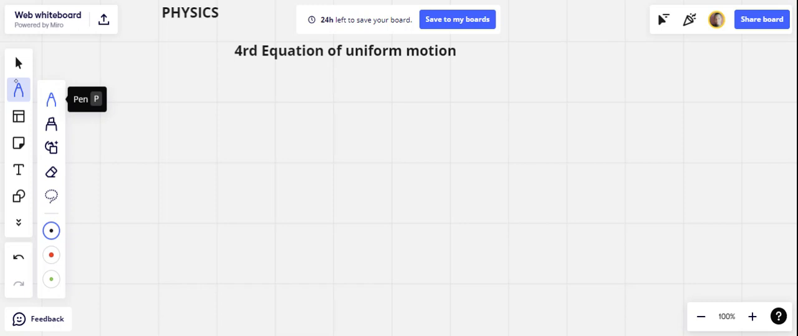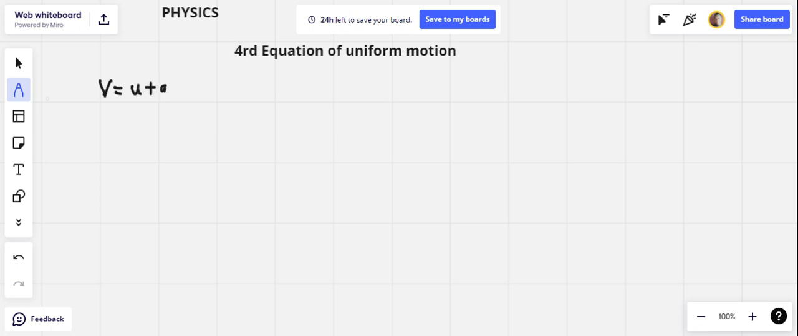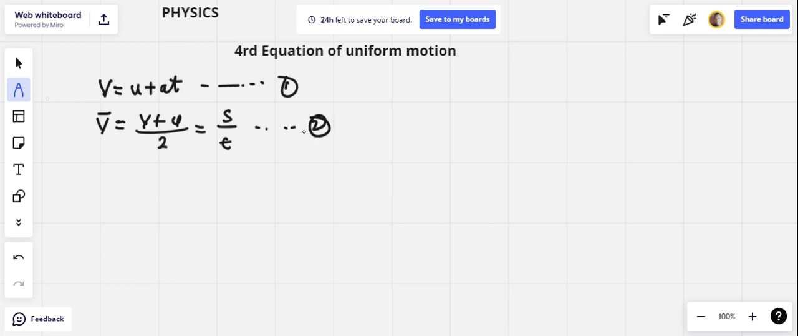Let's see how we'll do the next equation of motion. But before then, let's list out the equations of motion that we've derived so far. The first one, V equals U plus AT. That was the first one. The second one was average velocity equals final plus initial over 2, which is still the same thing as displacement over time. So that was the second one.